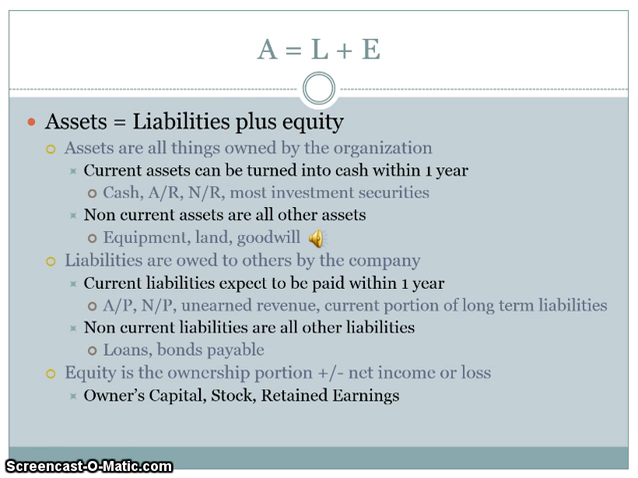Liabilities are what the company owes to outside entities. They're expected to be paid within a year. Examples include accounts payable, notes payable, and importantly, the current portion of long-term liabilities that are being paid for over time. For instance, a bank loan that requires equal payments over the term of the loan. Non-current liabilities are all liabilities that are not current liabilities. An example of that is the aforementioned bank loan.